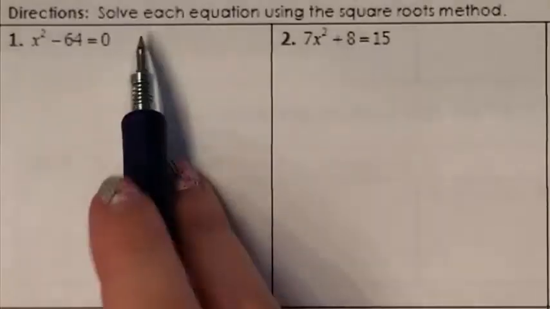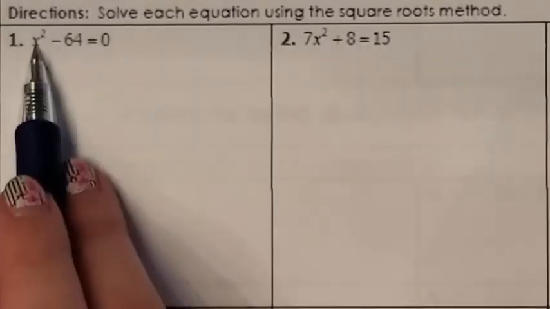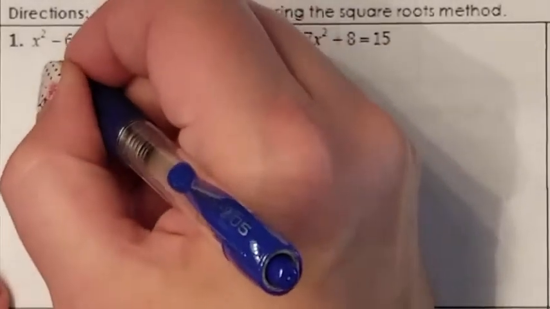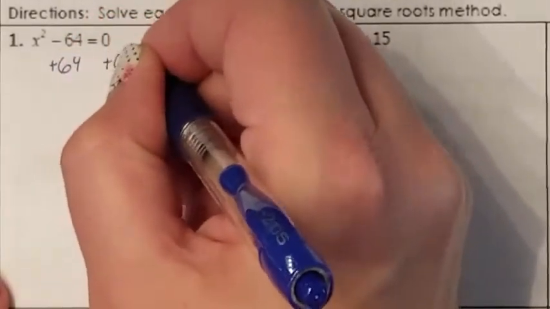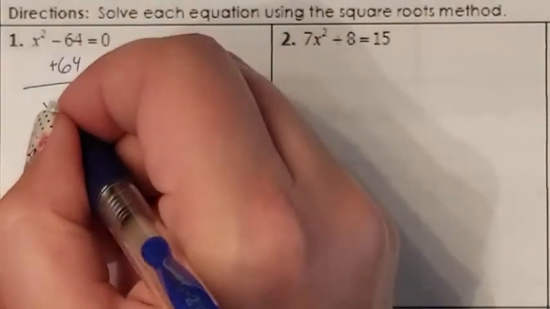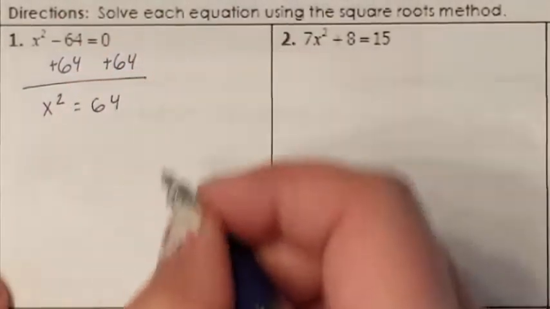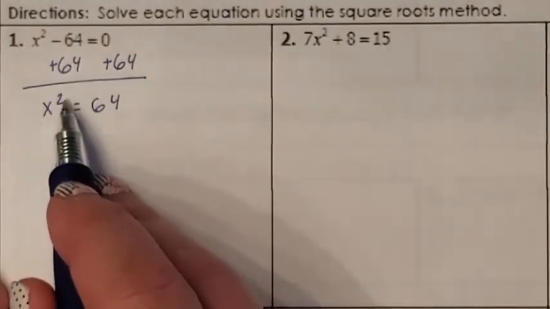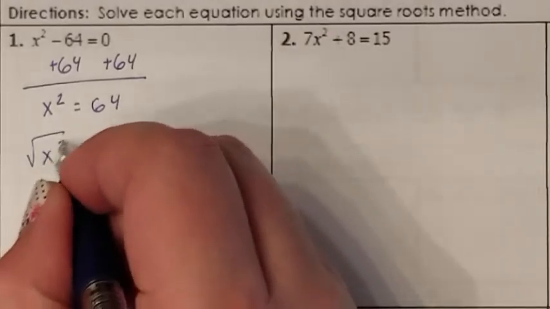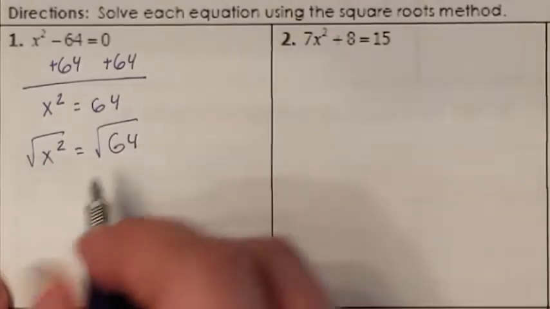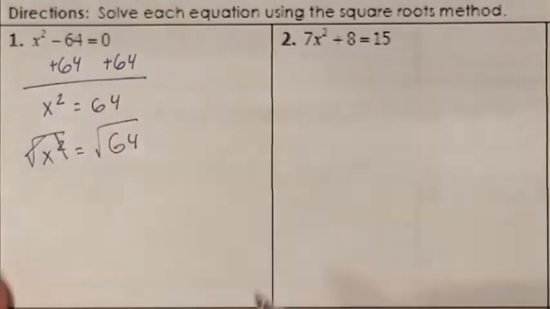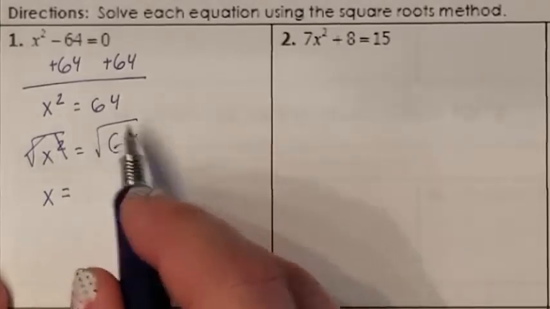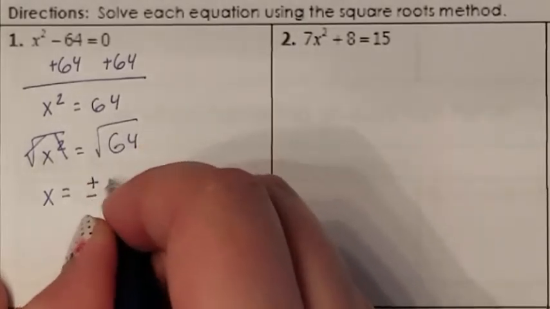What does that mean? Solve each equation using square roots. I see x squared minus 64 equals 0. I need to get the x squared by itself, so I add 64 to each side. So I have x squared equaling 64. I have the x squared by itself, but I want the x. To get rid of the exponent, you take the square root of each side. The square root and the second power cancel each other out. I have x equaling, what is the square root of 64? It is plus or minus 8.